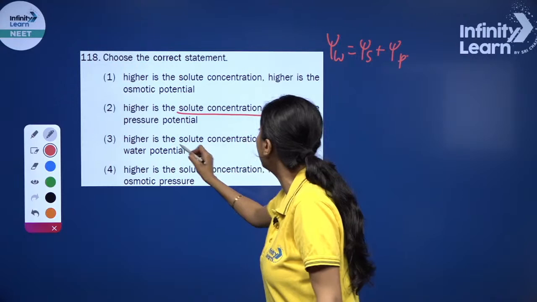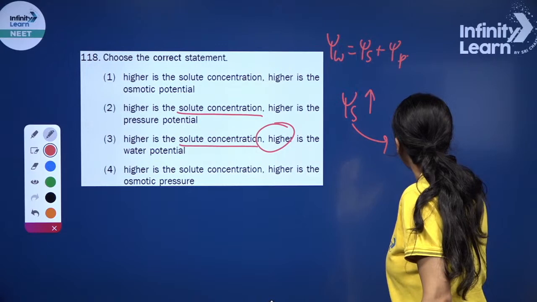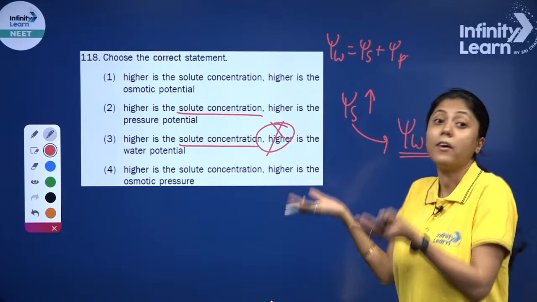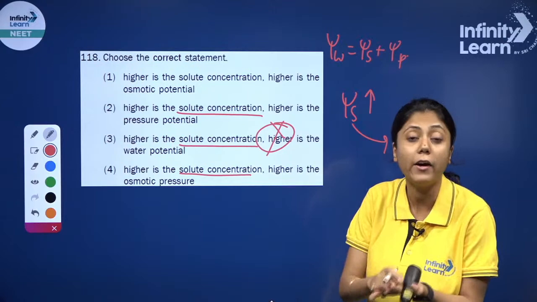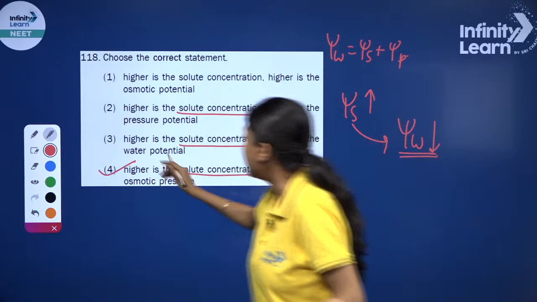Higher the solute concentration, higher is the water potential. Again, the statement is incorrect. Why? Because if the solute concentration increases, then automatically what will happen to the water potential? It will decrease, correct? So this is incorrect. Higher is the solute concentration, higher is the osmotic pressure. Absolutely correct, right? More is the solute concentration, more will be the osmotic pressure which will be required to prevent the entry of water inside the thistle funnel. You remember the thistle funnel experiment, which is used for the osmotic pressure, right? So from there you can say that higher the solute concentration, higher will be the osmotic pressure that would be required.